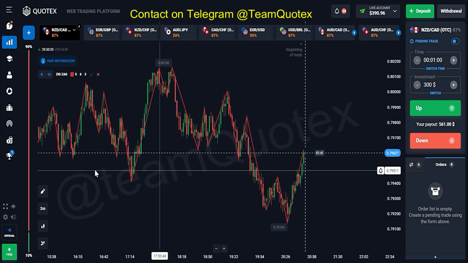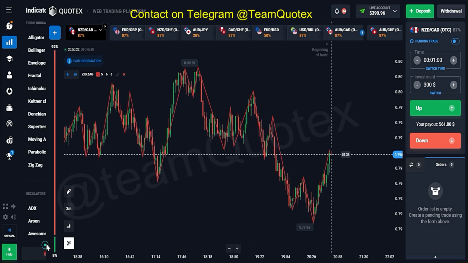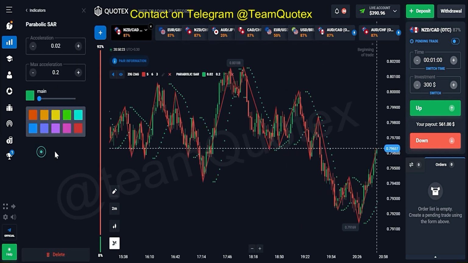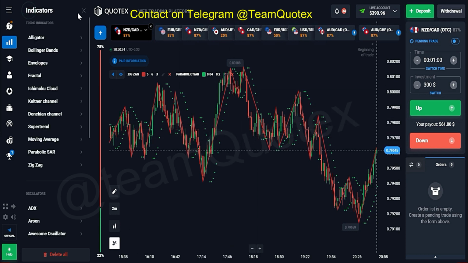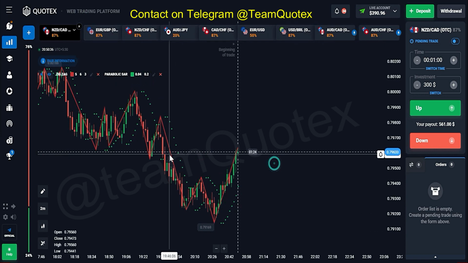Now it's time to apply our parabolic. So just click on this indicator section and apply parabolic. And I also suggest you that first value you have to change it by 0.02 to 0.04. So now this has been applied on our trading chart, guys. Now it's time to trade.